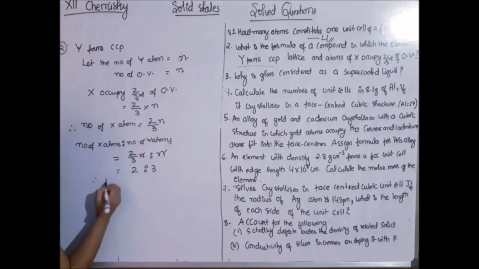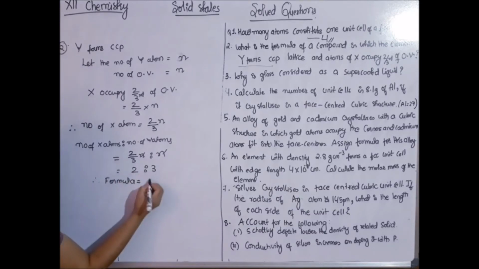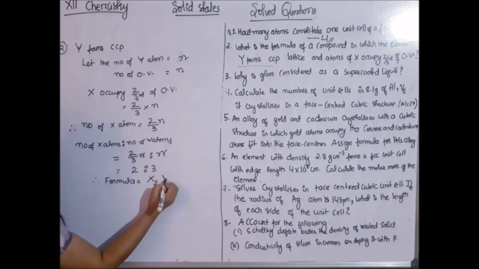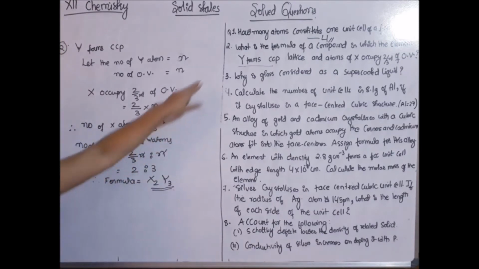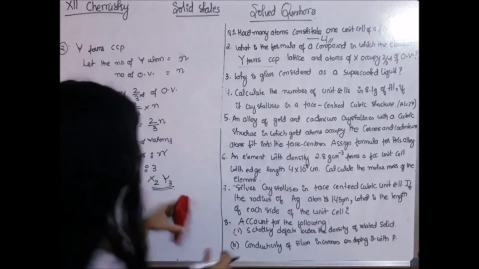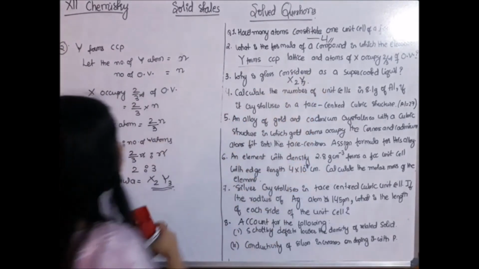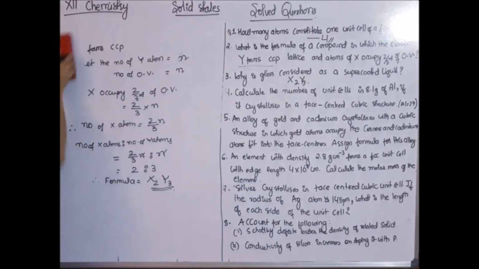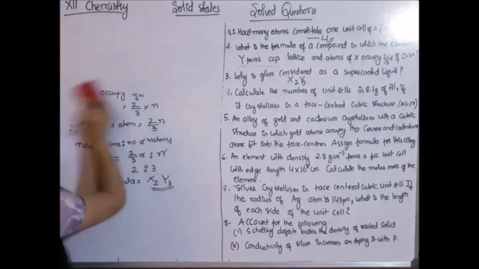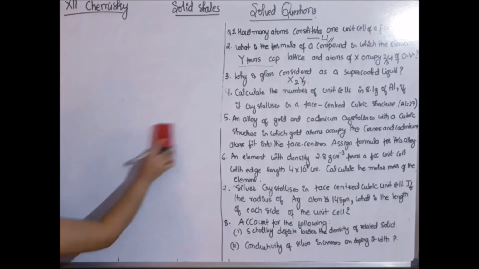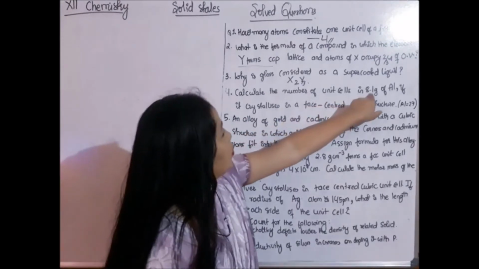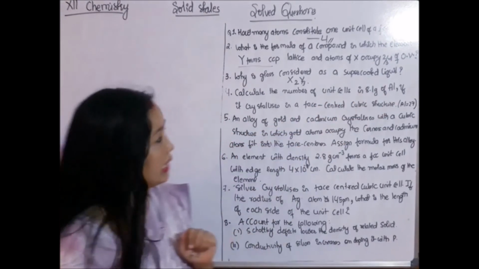So the formula of the compound is X 2 and Y 3 per unit cell. This is the formula of the compound for this question. Question number 2, the answer is X2Y3. Now the next question is: calculate the number of unit cells in 8.1 gram of aluminium.